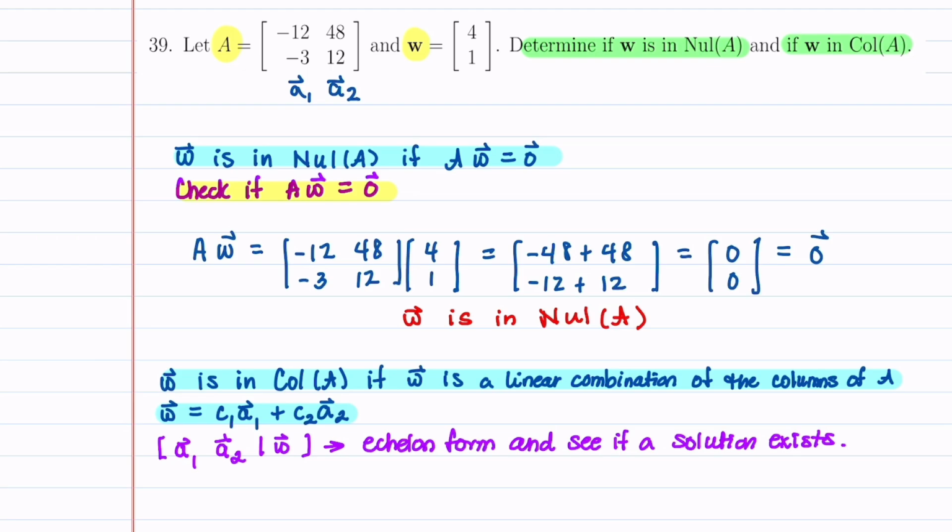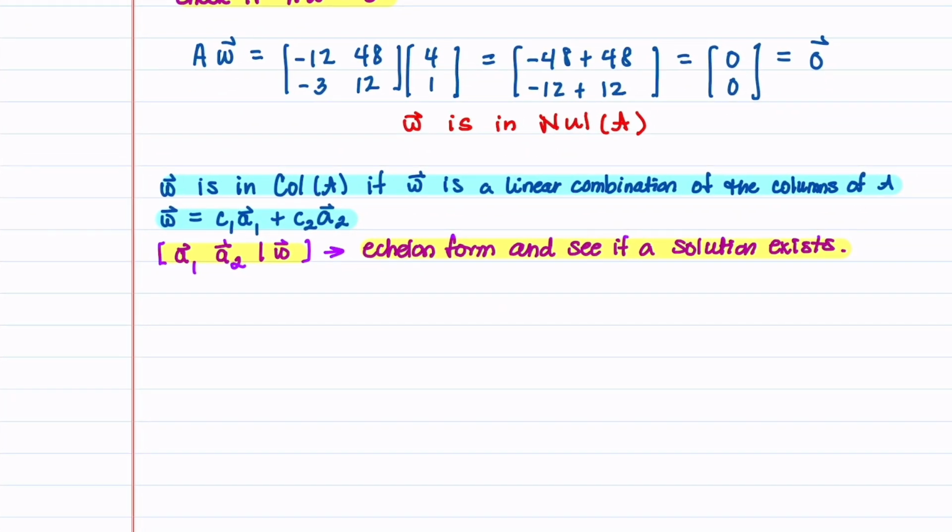To check this, we're going to take A1 and A2, those are our columns of matrix A. We're going to augment it with W, put it in echelon form, and just see if a solution exists. Remember, echelon form is the form that we have to reduce our augmented matrix to if we want to see what type of solution we have.